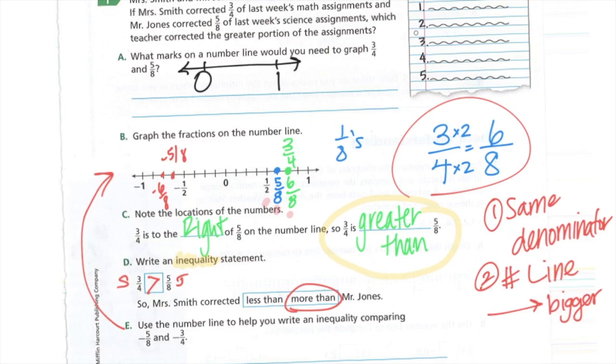Okay, so it says write an inequality comparing those numbers. So let's go ahead and write negative 5/8 and negative 3/4. All right, so then in between, I need to figure out which one's bigger. So look at them on the number line. I have negative 5/8 and negative 6/8. Which one is further to the right? The 5/8. So negative 5/8 is greater than negative 3/4.